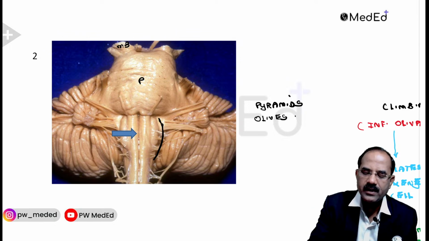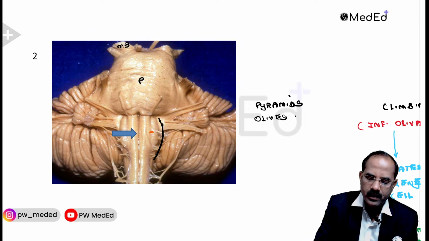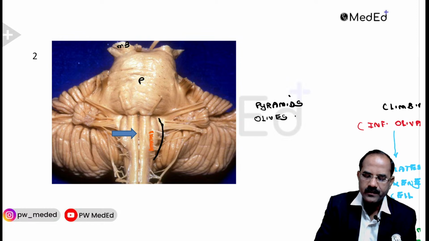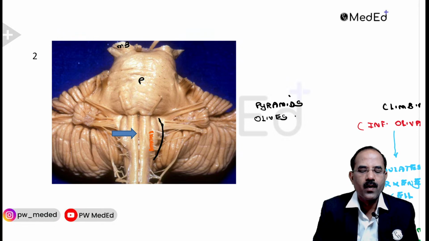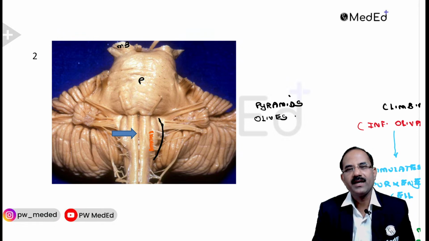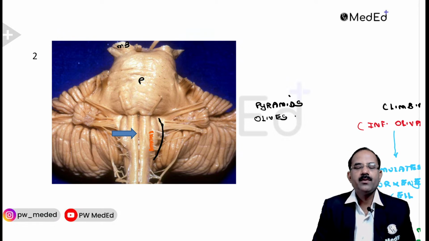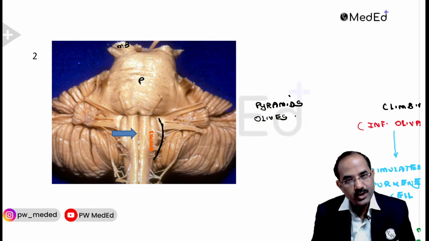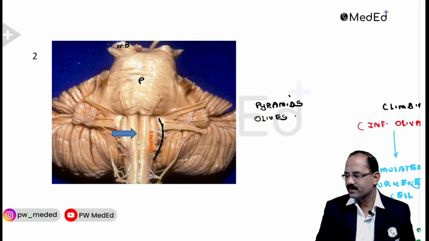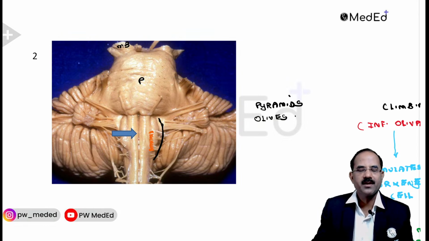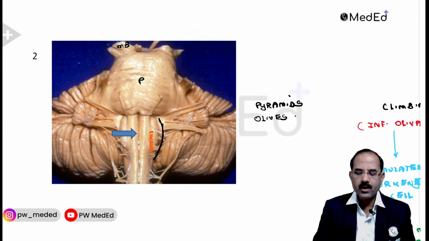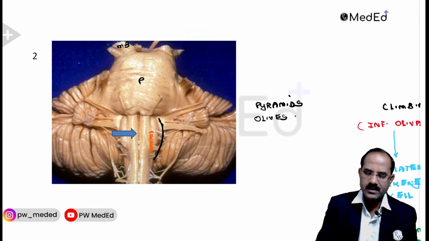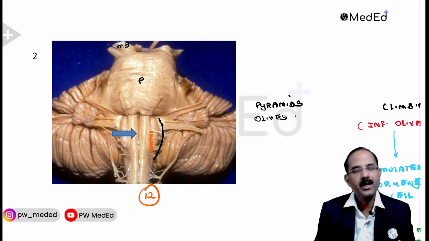Students, can anyone tell me which is the nerve present between the pyramids and the olives? Come on, answer this. This you should know. The nerve present between the pyramids and the olives is the 12th nerve, the hypoglossal nerve.